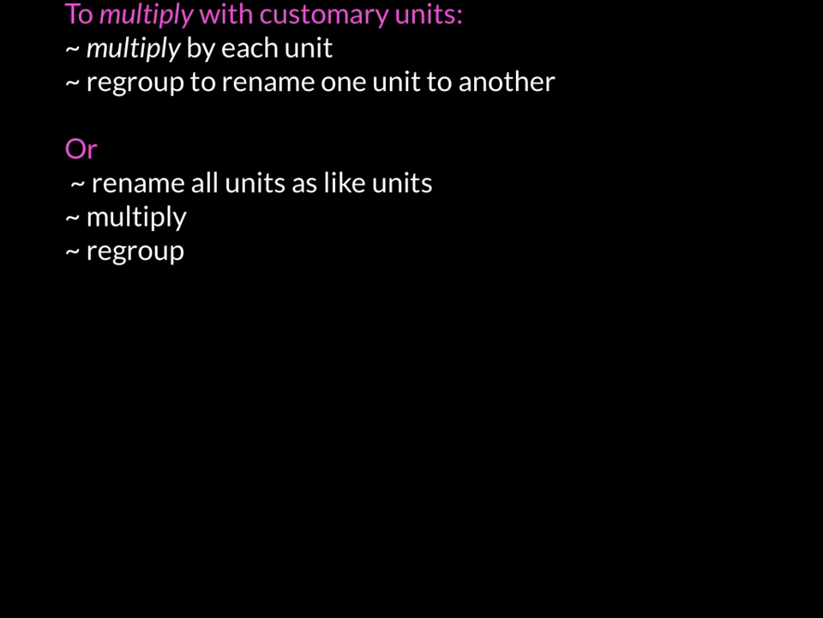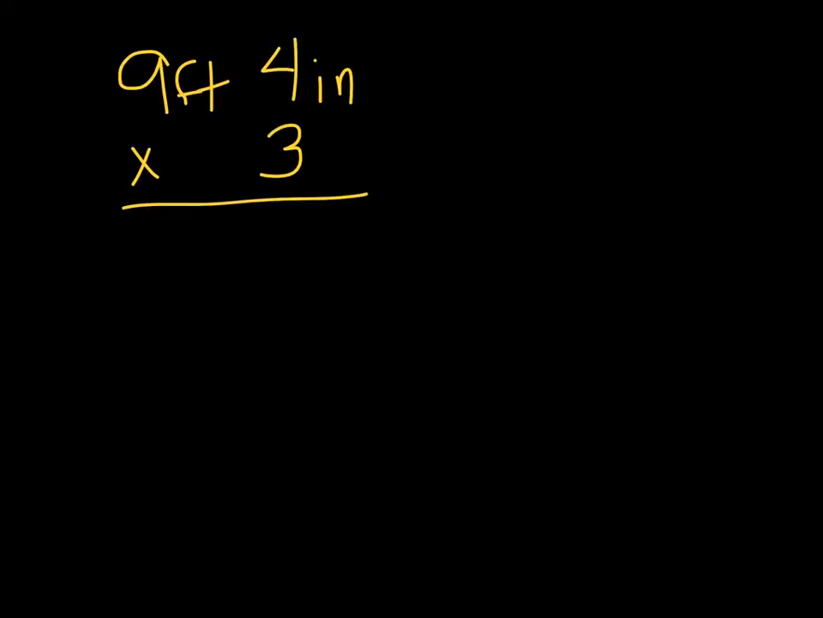So to multiply with customary units, there's 2 different ways you can do that. You can multiply by each unit, then regroup to rename one unit to another, or you can just begin by renaming all units as like units, then you multiply and then regroup. So I'll actually show you both ways.